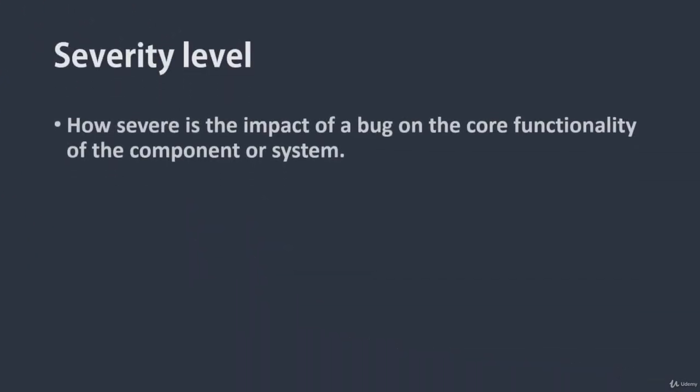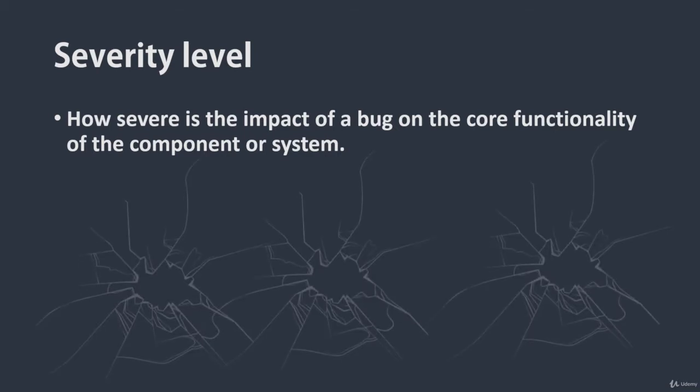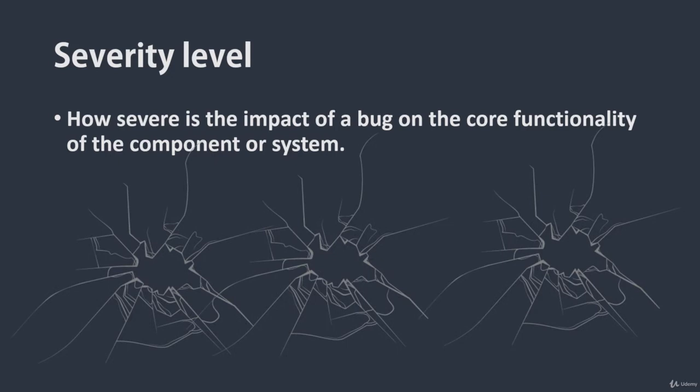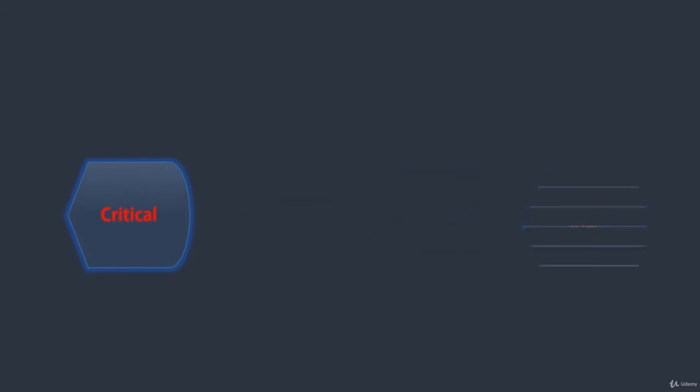Now that was the priority level. Let's shift to the severity level. It's how severe is the impact of a bug on the core functionality of the component or system. So it must be a bug that can cause damage or disability in the usage of the component being tested. Let's take the bug priority levels and distinguish what can be a severity degree later. We have 4 kinds of priority levels: critical, high, medium, and low.